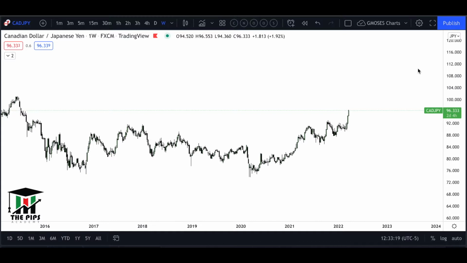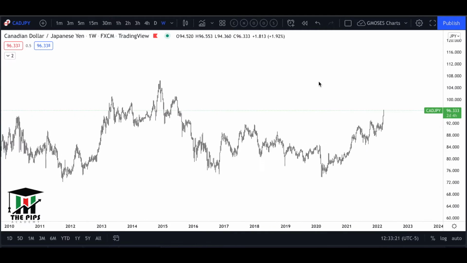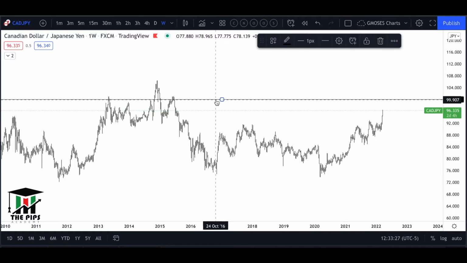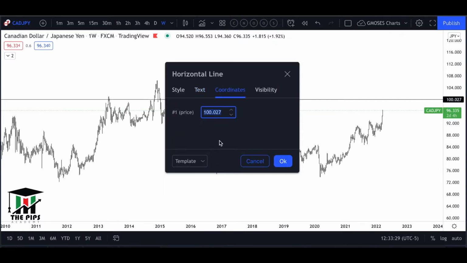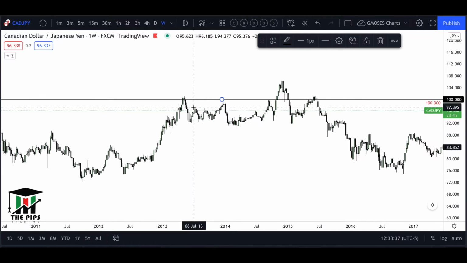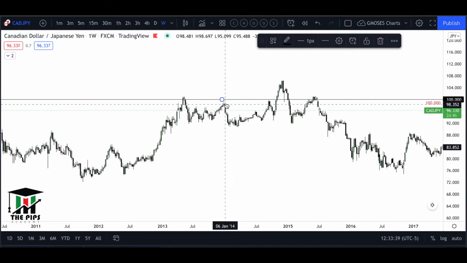So for example, let's just say if we just start with 100, we're going to use the line tool and let's just plot this line tool on 100. Okay, and we'll notate this as 100. If you notice in this area, we have price action that's respecting this 100 area.